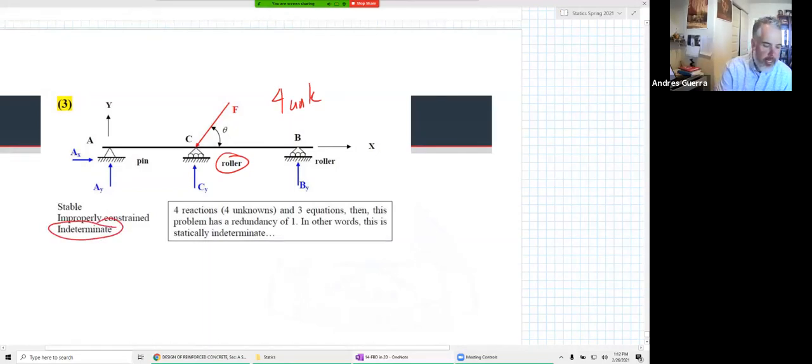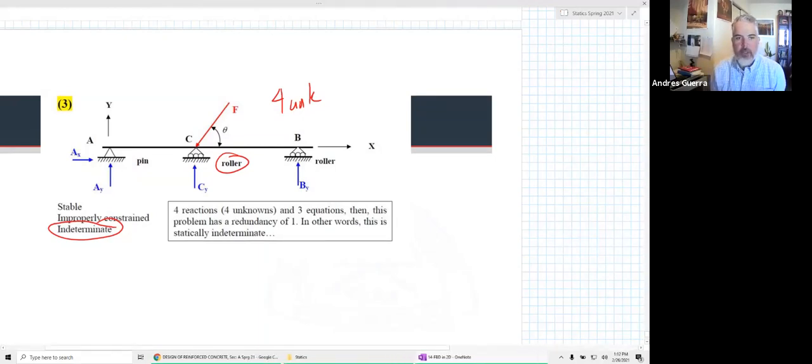Indeterminate basically means that we cannot determine the values of those reaction forces with statics. You'll actually learn more about this in mechanics of materials. We're not really going to see this on the homework. But for 2D stuff, we will talk about it some more with 3D stuff.